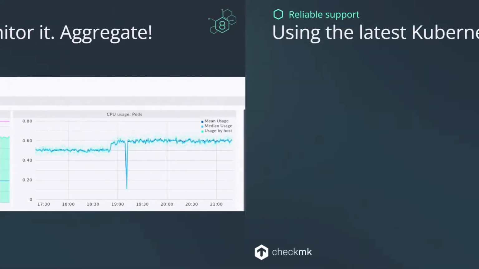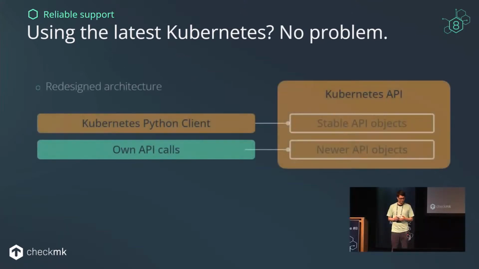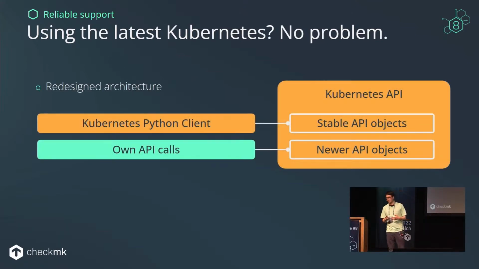Okay, what's next? Reliable support. So if you use the latest Kubernetes version, no problem anymore. And why is this important? In the old Kubernetes monitoring, we relied a lot on the official Kubernetes Python client. And that had a lot of issues. The main issue was it was not keeping up with the developments of the Kubernetes API. And there were objects in the API which were not really stable. There were things which were not working. And that's why our Kubernetes monitoring then crashed.